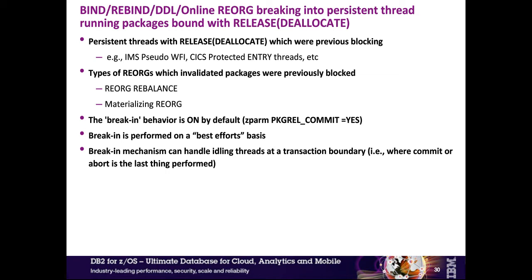The new break-in behavior is autonomic. It's on by default. It is controlled by a ZPARM called PKGREL_COMMIT. The default is yes, and you could set that to no if you wanted to disable it. The actual break-in mechanism is performed on a best efforts basis. And the break-in mechanism does depend on the fact that it will find idling threads at a transaction boundary. In other words, the last thing those threads did was either a commit or a rollback. So it's somewhat similar to online reorg. You have to have threads in a consistent state at a boundary in order for them to break in. Now let's turn to slide 31.